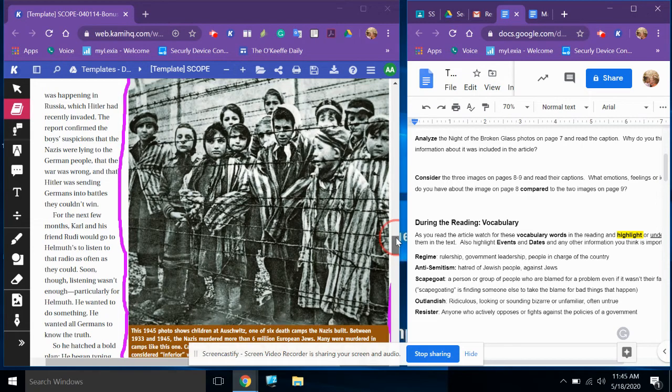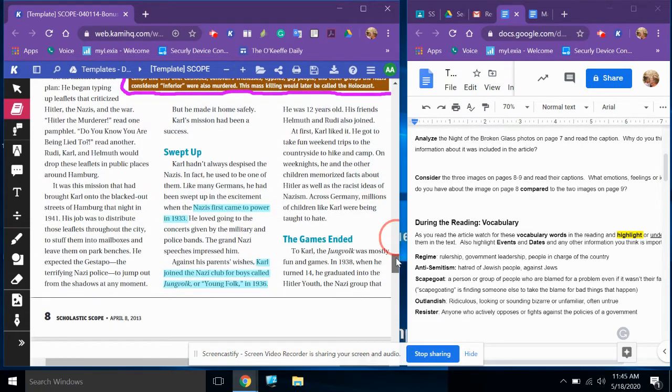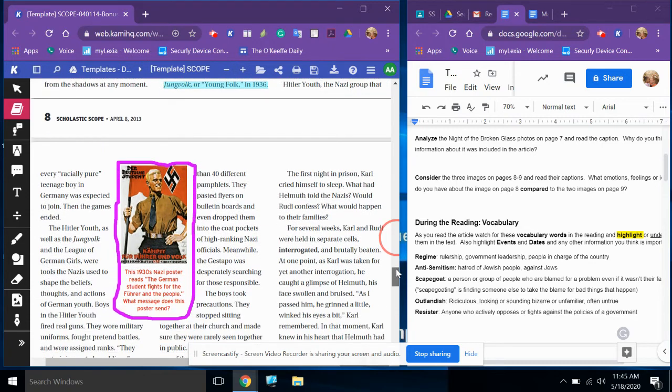And then the other two images are on the next page. So we're going to scroll down and look at those. This is our first one here. It says, "This 1930s Nazi poster reads, 'The German student fights for the Führer and the people.'" Again, the Führer means the leader. That was what they called Hitler. So it's asking you to think about, what message does this poster send?